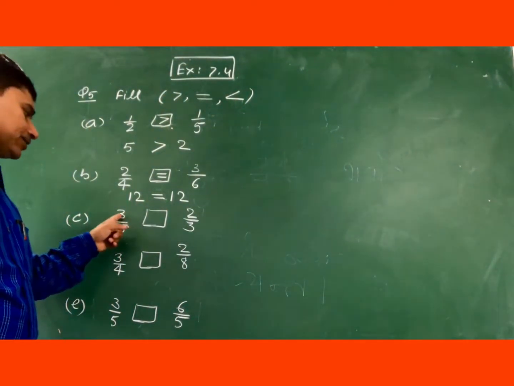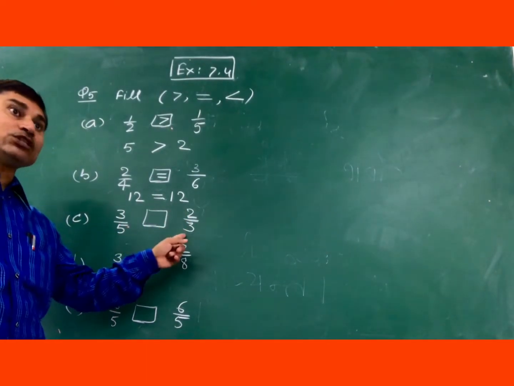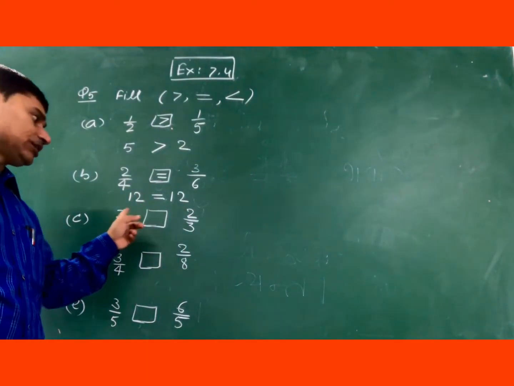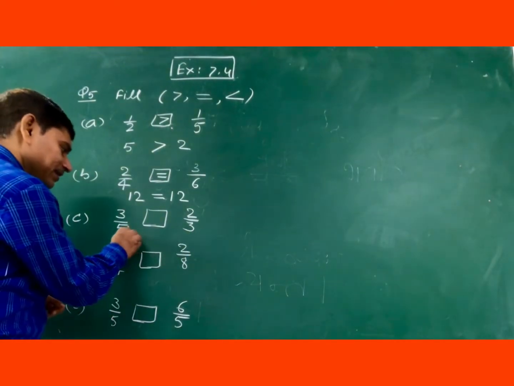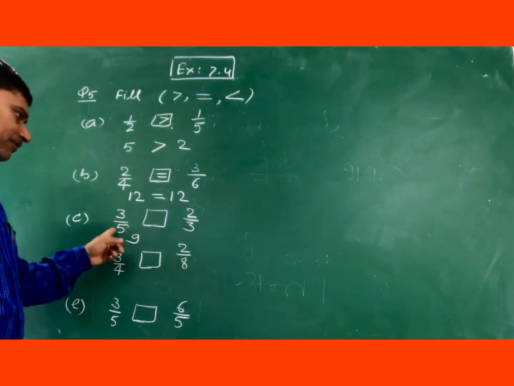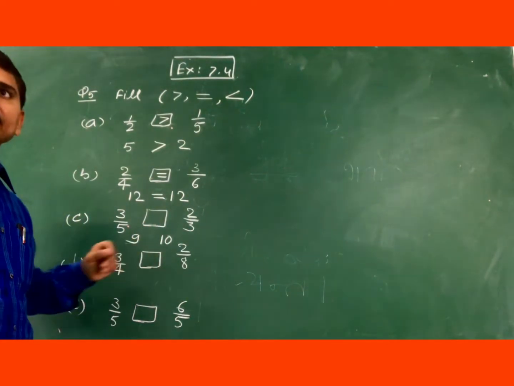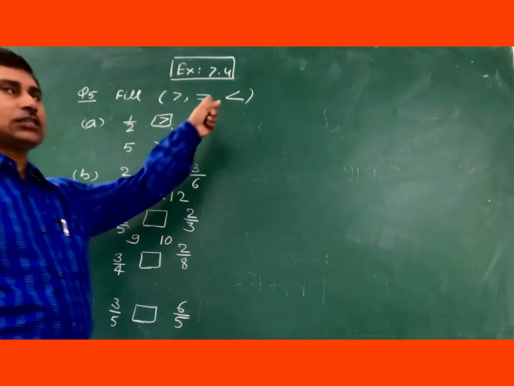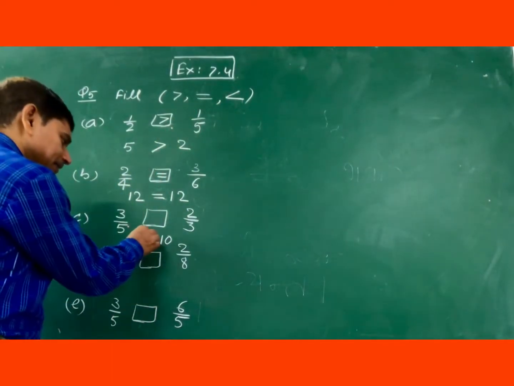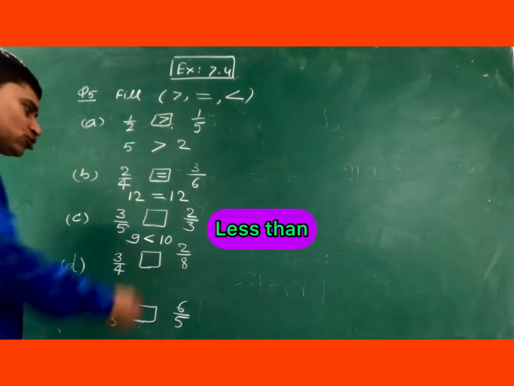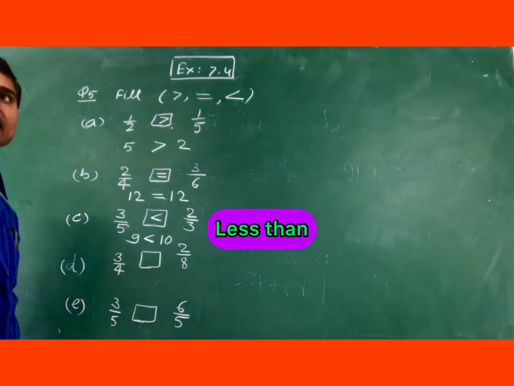After that, the next part C is given: 3 by 5 and 2 by 3. So 3 threes are 9 and 5 twos are 10. Which one is greater? 10. It means you fill this sign, that is 9 is less than 10. So here you will fill the sign less.